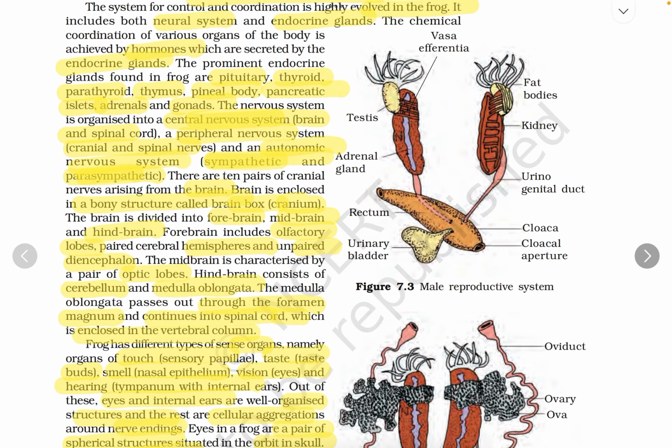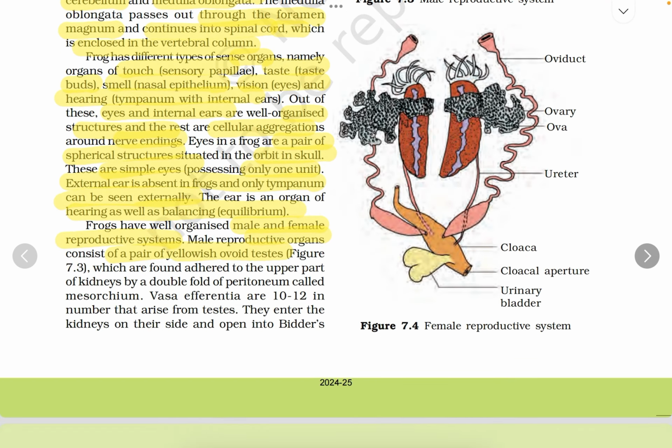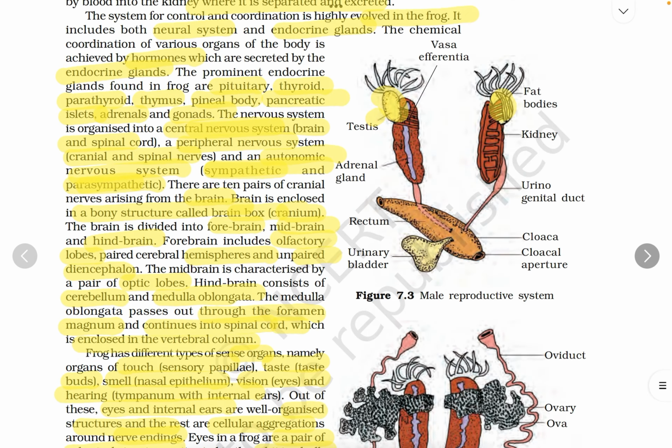So you can see this is the male reproductive organ. It has testes which are ovoid, like oval shape, found adhered to the upper part of the kidneys by a double fold of peritoneum called mesorchium. See here, they are attached to the kidney by a double fold mesorchium.